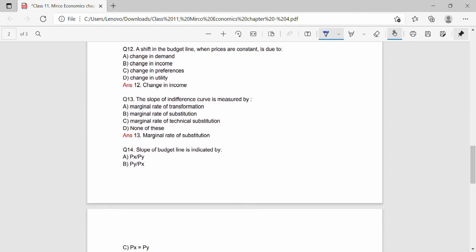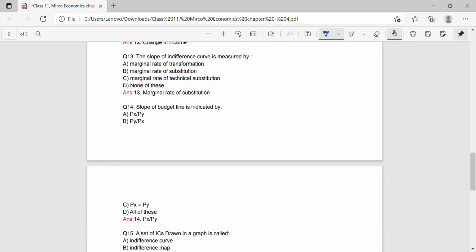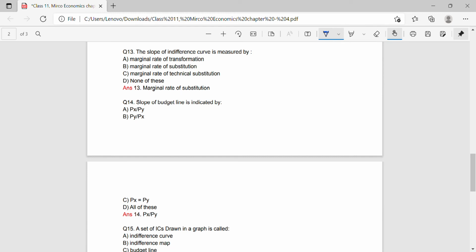Question number 12. A shift in the budget line when prices are constant is due to: option A, change in demand. Option B, change in income. Option C, change in preference. Option D, change in utility. Correct option is option B, change in income. Question 13. The slope of indifference curve is measured by: option A, marginal rate of transformation. Option B, marginal rate of substitution. Option C, marginal rate of technical substitution. Option D, none of these. The correct option is option B, marginal rate of substitution.